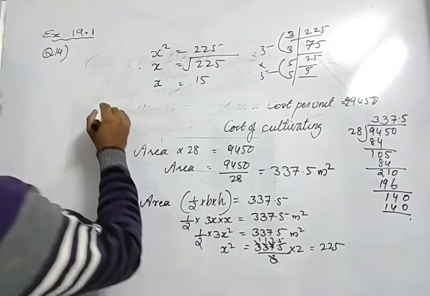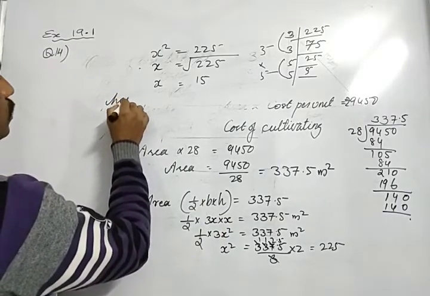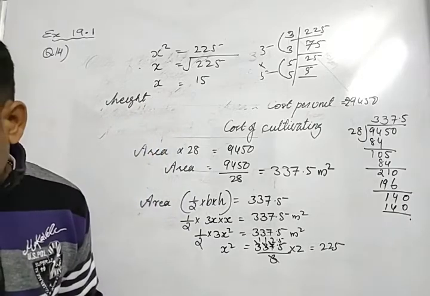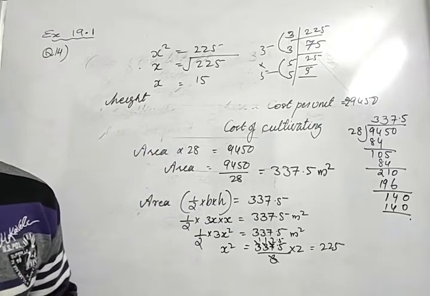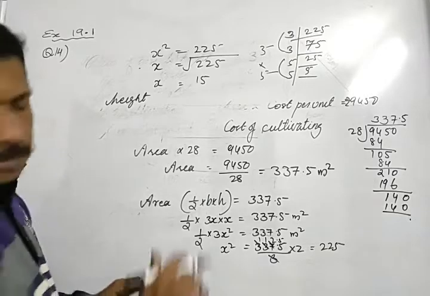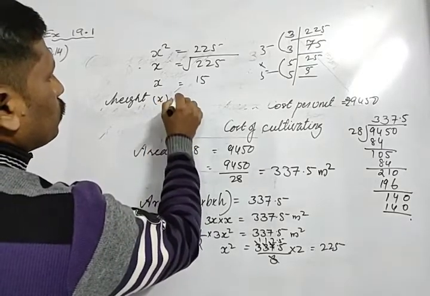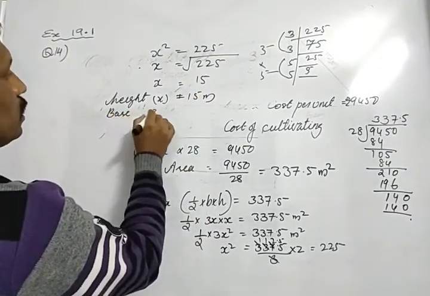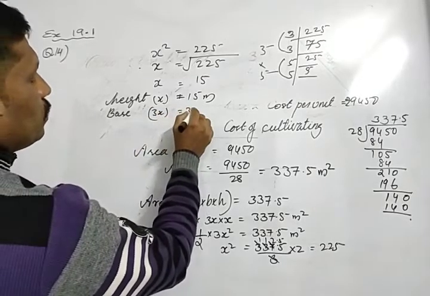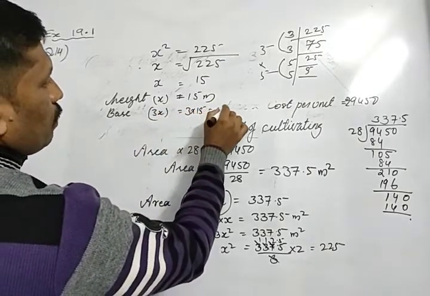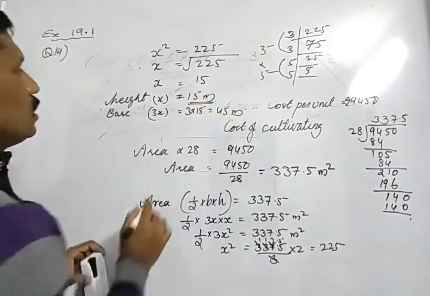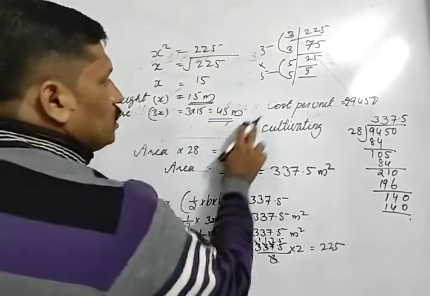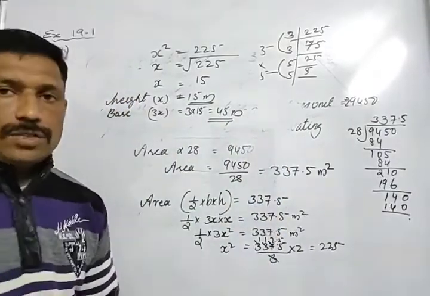X means what? That is base. Height is equal to, therefore height is equal to x, that is equal to 15 meter, and base is equal to 3x, that is equal to 3 into 15 is equal to 45 meters. So the height is 15 meter and base is 45 meter. That's the answer of this question. So students, I think you understood that.